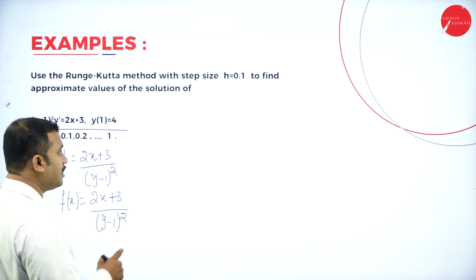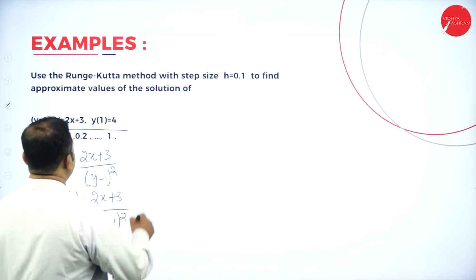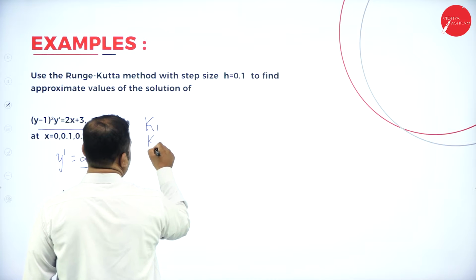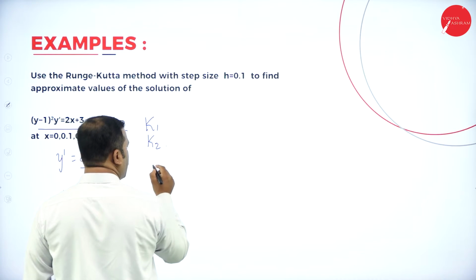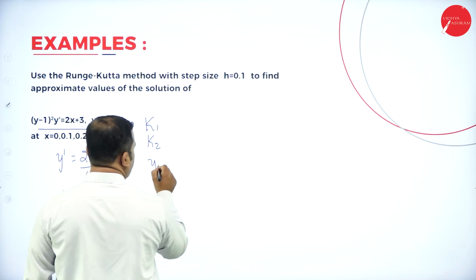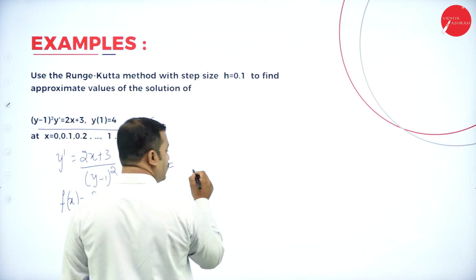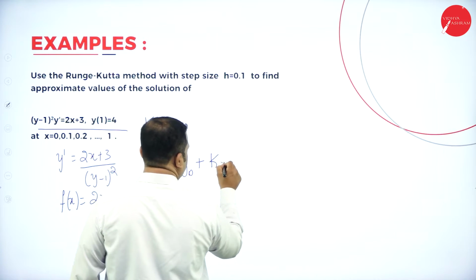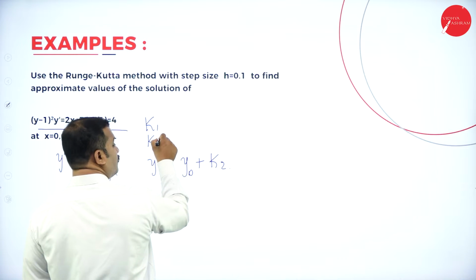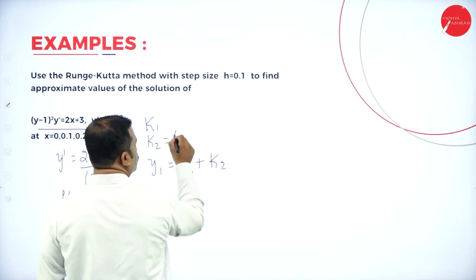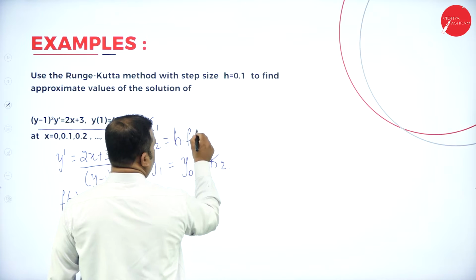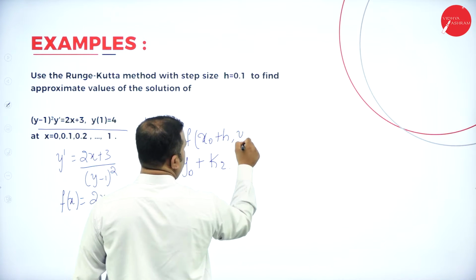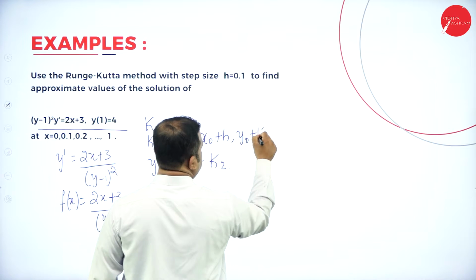What does the Runge-Kutta second order state? The Runge-Kutta second order states that K1 and K2 must be determined. Based upon the values of K1 and K2, we will find out the value of Y1. That is, Y1 is equal to Y0 plus K2. If that is the case, what is the value of K2? K2 is equal to h into f of x plus h comma y0 plus K1.